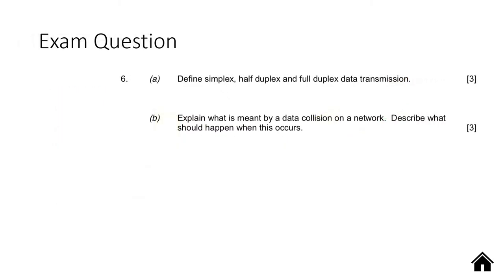So if you look at something like this, define simplex, half duplex, and full duplex transmission. Now that is only worth 3 marks. They could bump that up to 6 marks by asking for examples, okay? But I could literally get my 3 marks by just saying simplex is transmission in one direction only. 1 mark.